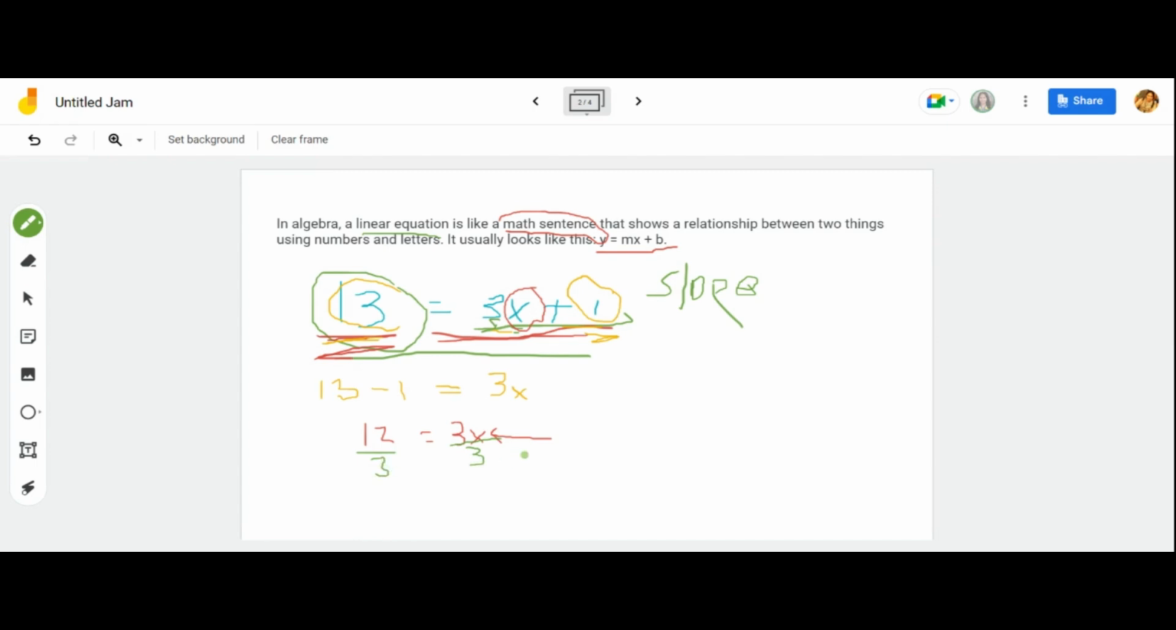Always remember, what you do on one side is what you'll be doing on the other side as well. Since we divided 3x here by 3, we also divide the left side by 3. 12 divided by 3 equals 4. And then 3x divided by 3, that would cancel out 3 and it will leave us with x. So given 13 equals 3x plus 1, finding the value of x to make this equation 3x plus 1 equal to 13, we found out that x is equal to 4.